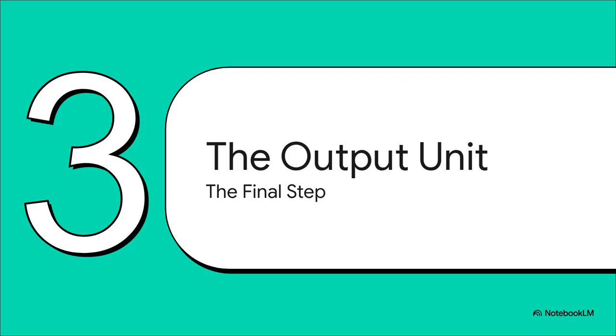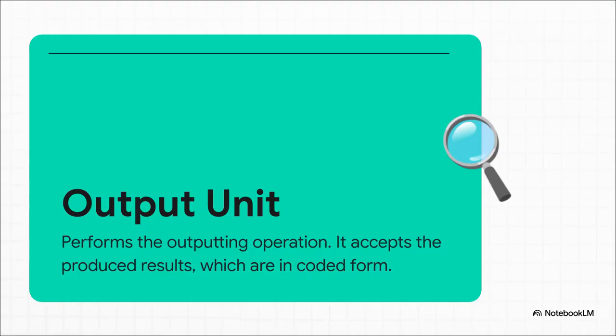So we've given the computer our instructions. It goes off, does its calculations, works its magic, but then what? How do we see the result of all that work? Well, that's where the final piece of our puzzle for today comes in, the output unit. And just like its counterpart, the output unit's job is to perform the outputting operation. It takes the results that the system has produced, but here's the catch. Those results are in a coded form. It's still in that machine language, the ones and zeros, which isn't very useful to us humans.